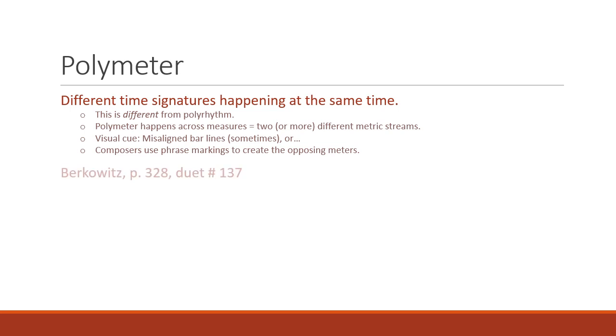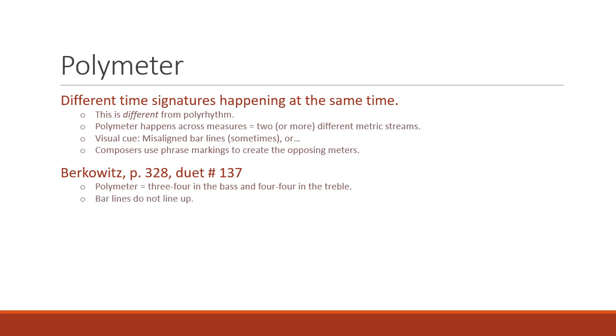The first is a duet in your Berkowitz sight singing book, page 328, duet number 137. You'll see that the time signatures are 3/4 in the bass part and 4/4 in the treble, and that the bar lines don't line up.